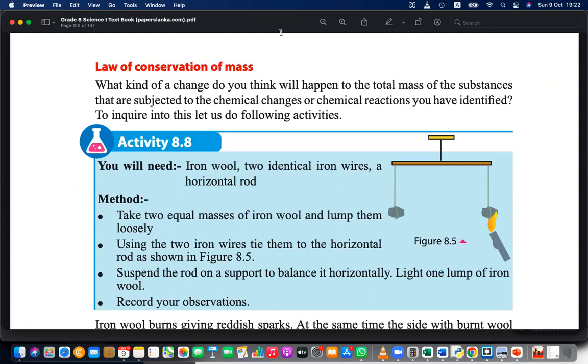So when you burn magnesium, what has happened? It has combined with oxygen in the environment, then created magnesium oxide, right? Yes. What is the color of magnesium oxide? White. So is it a chemical reaction or a physical reaction? Chemical. So why is it a chemical reaction? It produces a new substance. How do you know?